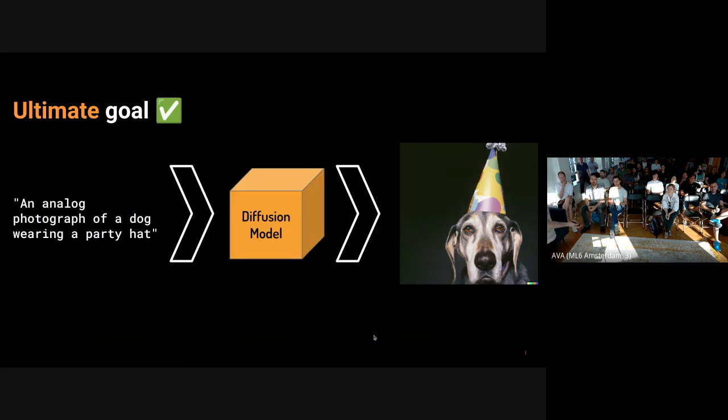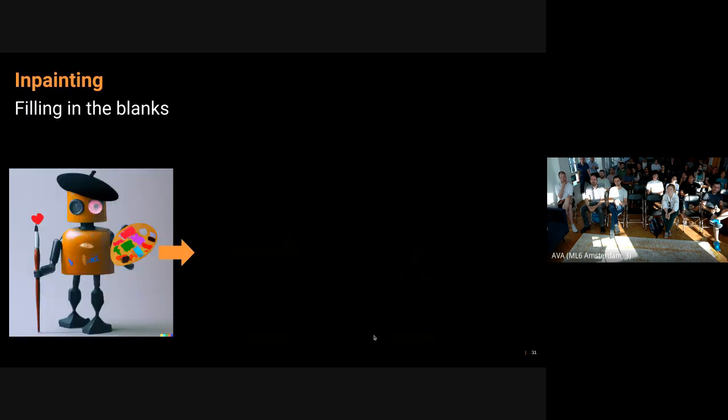Okay, and that brings us to our ultimate goal. Now we can just give it a piece of text and our model can diffuse it into the image we want. So it has learned that. All right, but of course, this is 2 years ago. Since then, we haven't stood still.